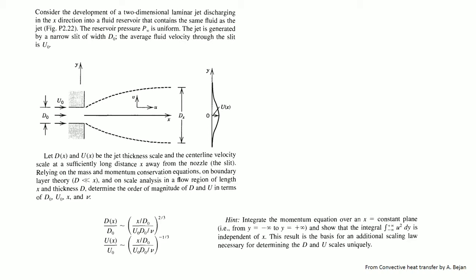Here what we are considering is the development of a two-dimensional laminar jet discharging in the x direction. So, this is x and that is y, into a fluid reservoir which contains the same fluid as the jet. The reservoir pressure P infinity is constant, and the jet is generated by a narrow slit of width d naught. This is the narrow slit. The average fluid velocity through the slit is u naught.